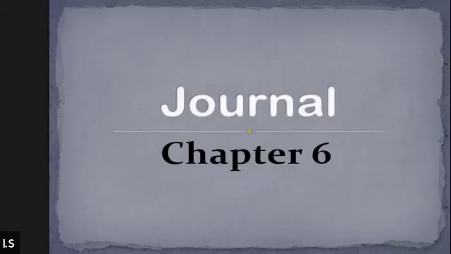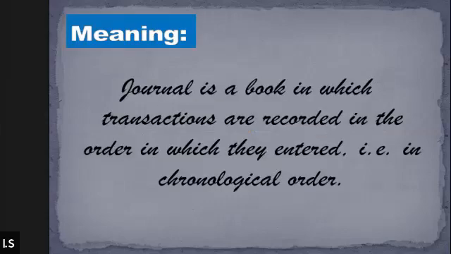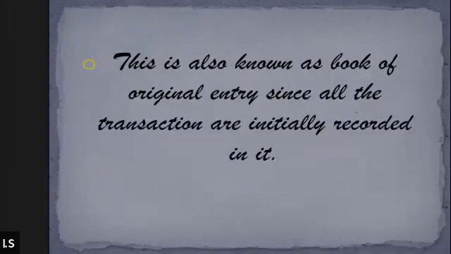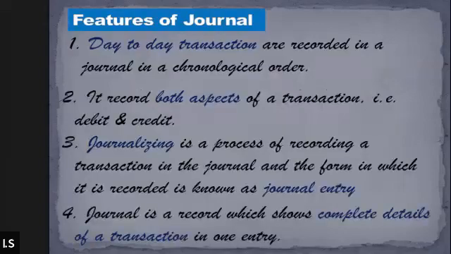We were talking about the journal, right? While discussing this topic, we first of all understood the meaning of the journal, wherein I've told you that a journal is a book in which all the transactions of a business are recorded in chronological order. Since it records every transaction at the first place, every transaction is originally entered in this book for the first time. Therefore, it is also called the Book of Original Entry.